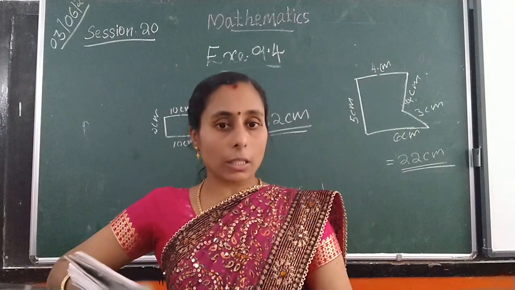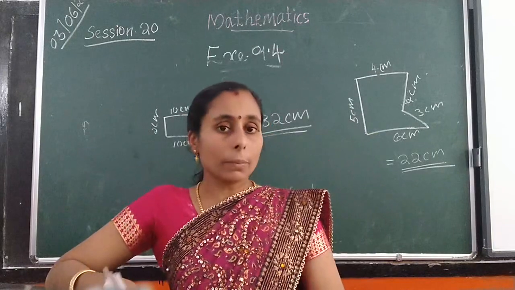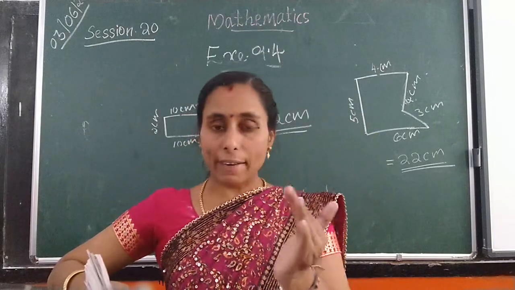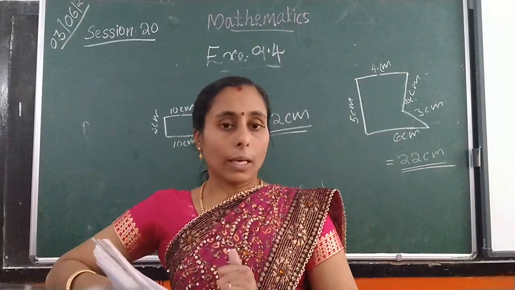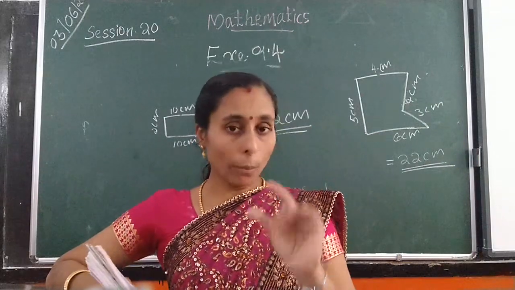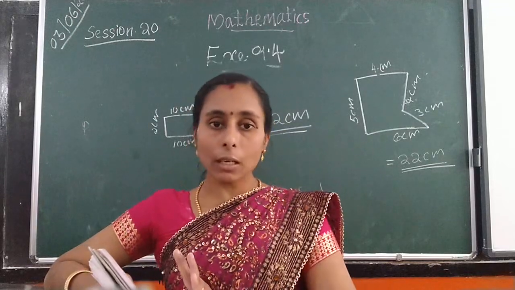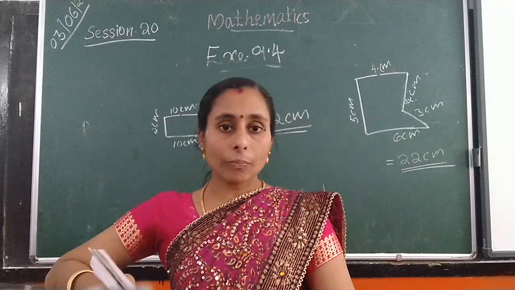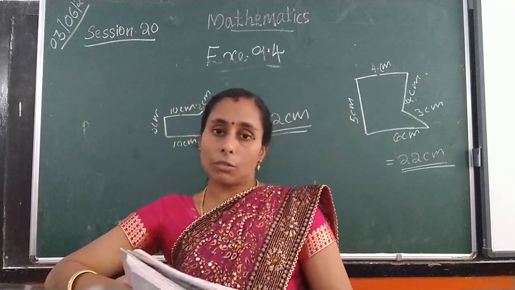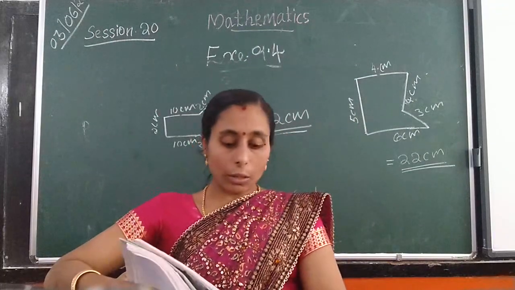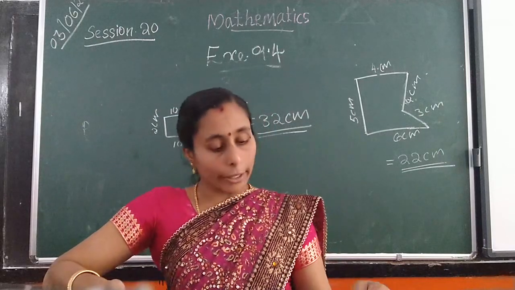Perimeter of a square is equal to 4 multiplied by side, because all 4 sides are equal, so we have taken 4 as common. Then perimeter of a rectangle, 2 multiplied by L plus B, because opposite sides are equal. Then perimeter of a triangle, A plus B plus C, by adding the 3 sides. Okay, next class we are going to learn the area of square and rectangle.